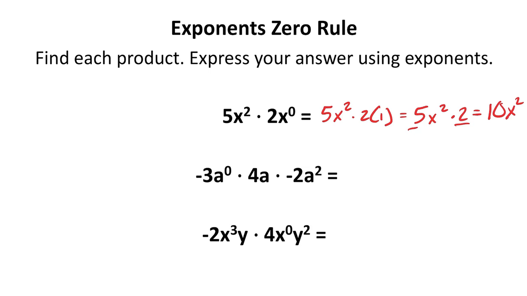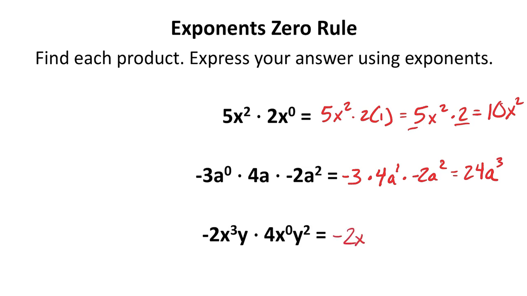Same thing here. This is going to be negative 3 times 1, which is just negative 3, times 4a times negative 2a squared, which is negative 3 times 4 is negative 12. Negative 12 times negative 2 is 24. And then if you know how to multiply these exponents together, this is a to the 1 and a to the 2. You add those, so it's a to the 3. A to the third power.